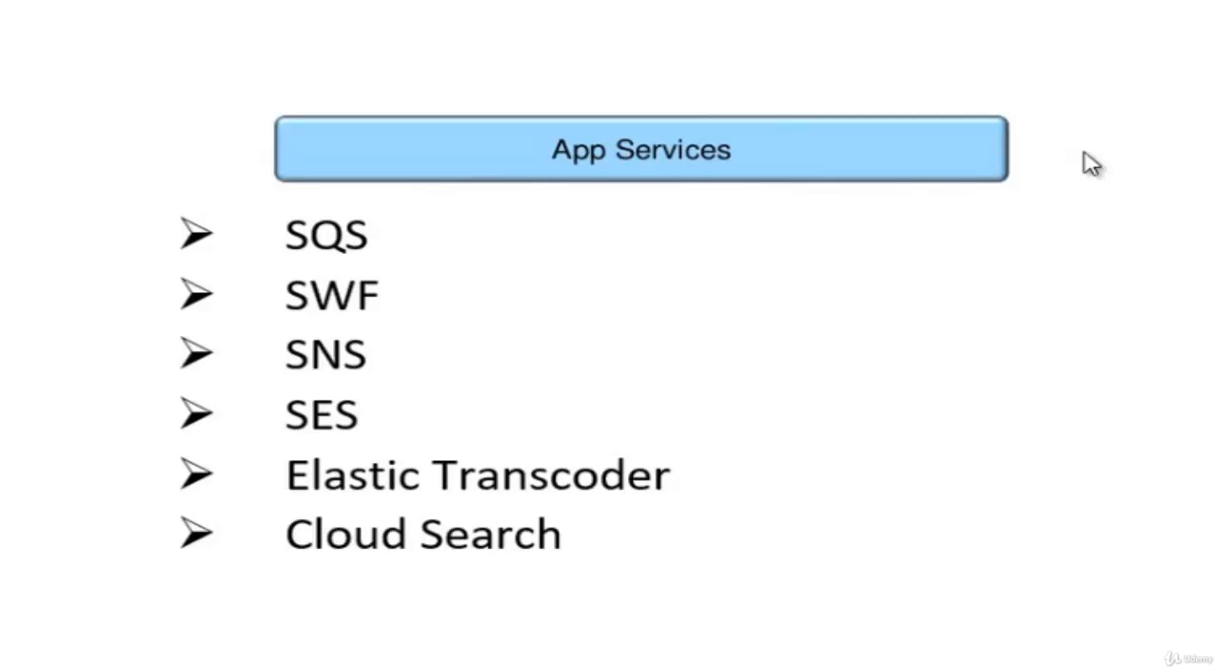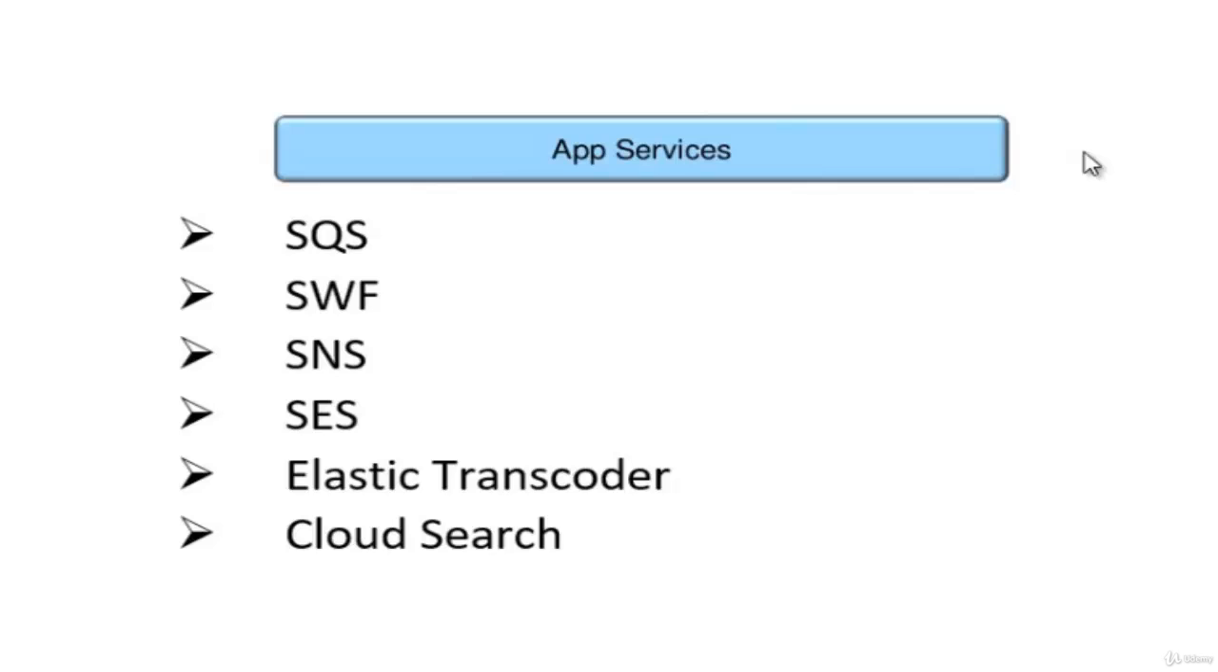Now the next component of application services is SES. Amazon Simple Email Service, or SES, is a cost-effective email service built on the reliable and scalable infrastructure at Amazon.com. It is developed to serve its own customer base. With Amazon SES, you can send and receive email with no required minimum commitments. You pay as you go, and you only pay for what you use.